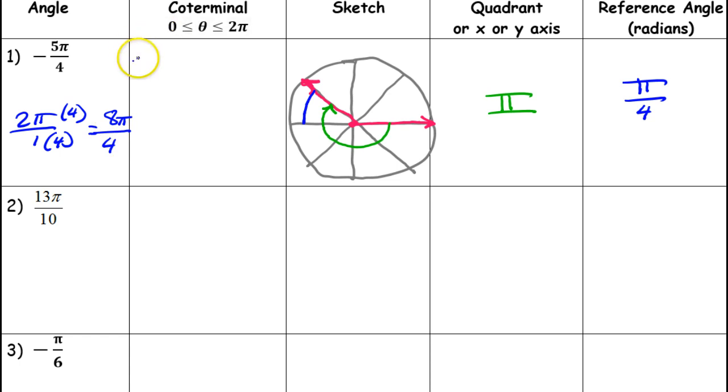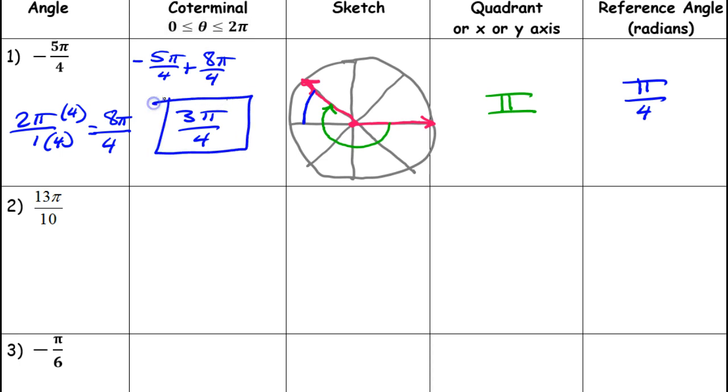So if I take negative 5 pi over 4 and add 8 pi over 4, that's going to give me 3 pi over 4. Okay, so that is a coterminal angle between 0 and 2 pi. That is this angle right here, 3 pi over 4. Okay, so that's it for problem number 1.